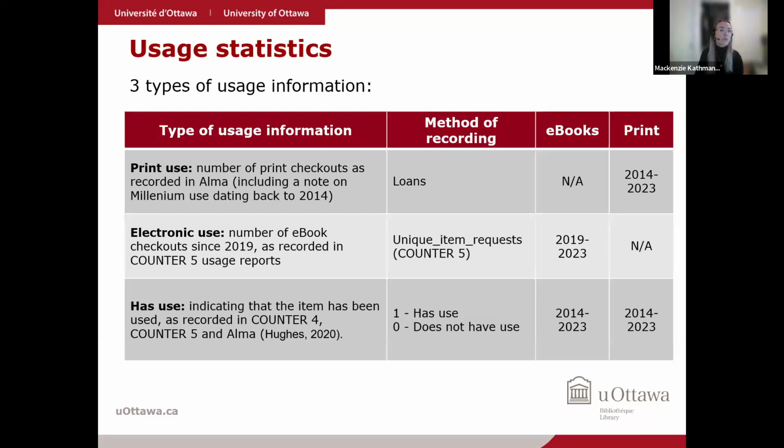So the first one here is print use. It's rather straightforward. I just included a column in the final combined expenditure report noting how many times a print book was checked out. Electronic use, so where we have that unique item requests metric since 2019, I included the number of uses for those reports as another column in the final data. This was kind of looking forward.